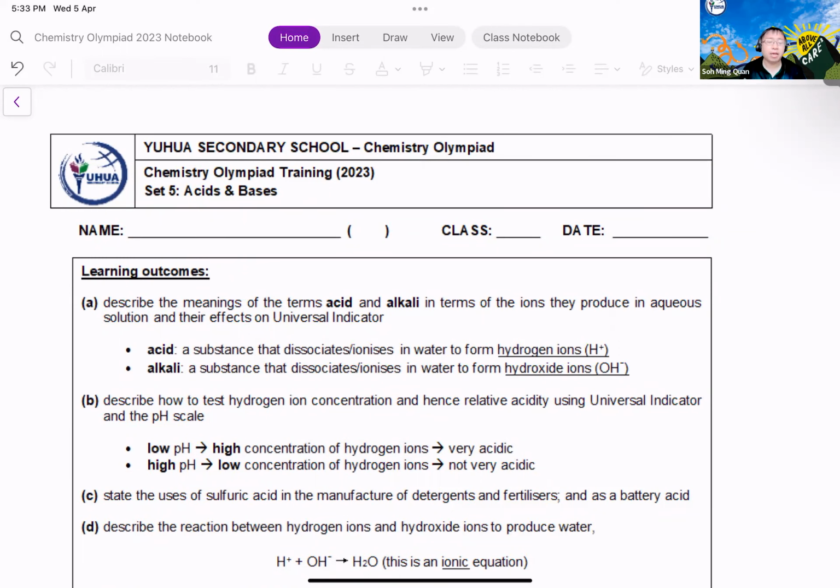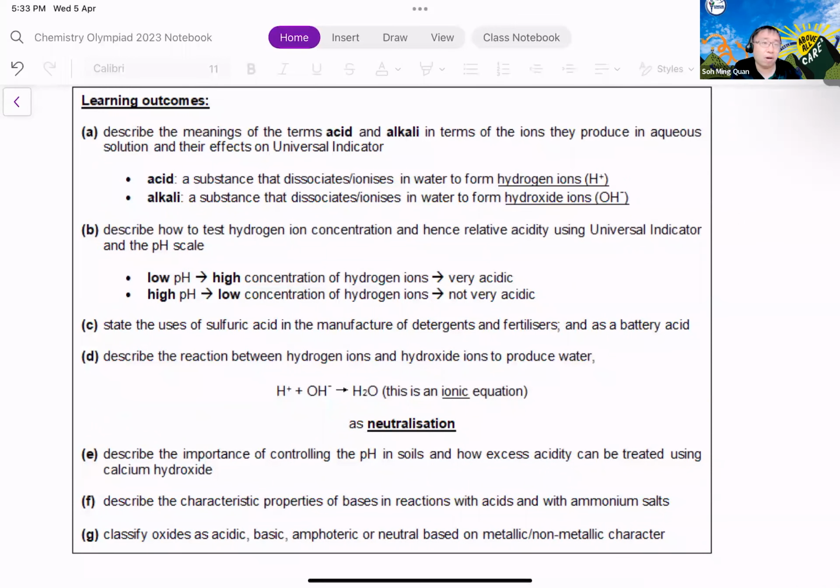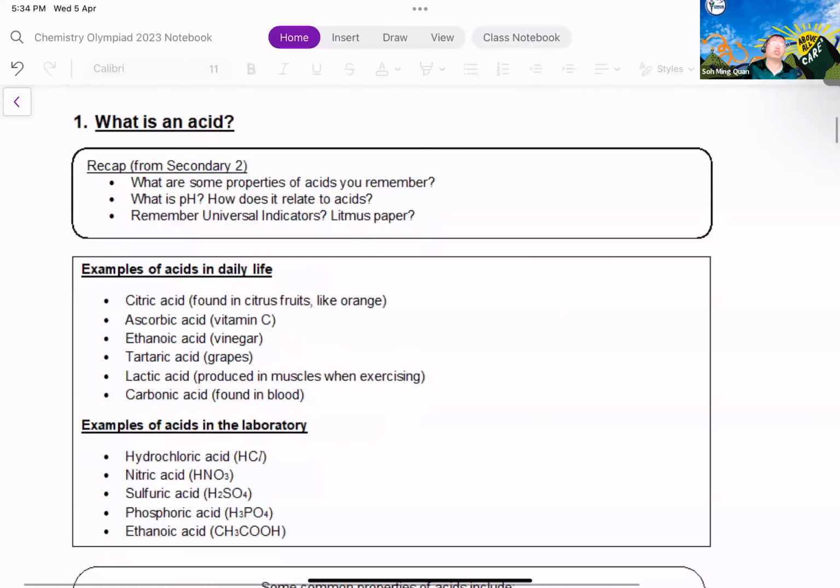All right. Now, this set of notes is pretty long. I may take about an hour or slightly more than an hour to go through this. I will try to distill and condense it, but whatever you are not sure of, please do feel free to stop me at any point to ask. Now, these are the learning outcomes taken from the O-level Pure Chem syllabus. We will go through them one by one today. So let's go quickly on to page 2.